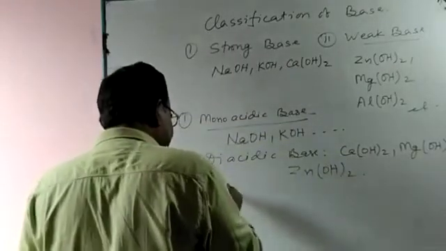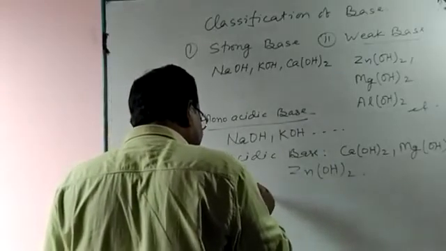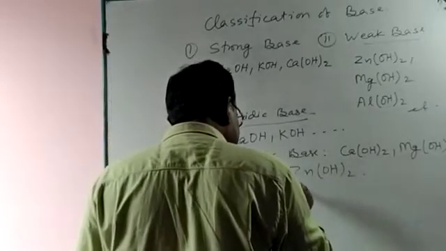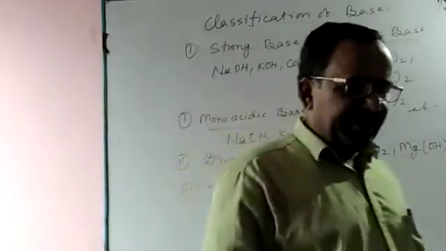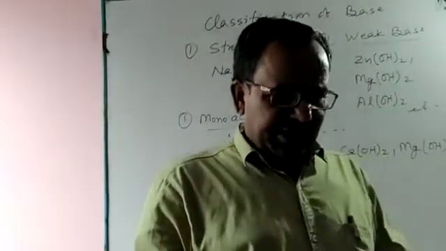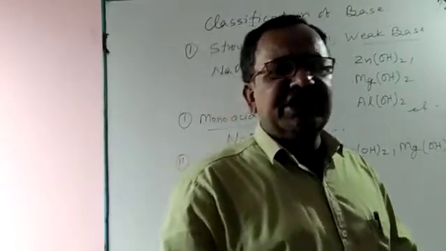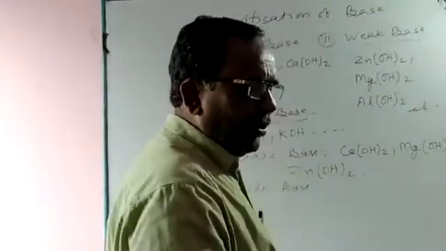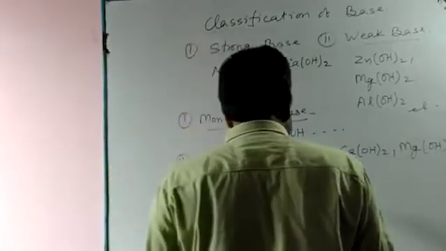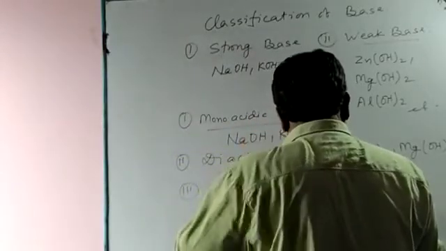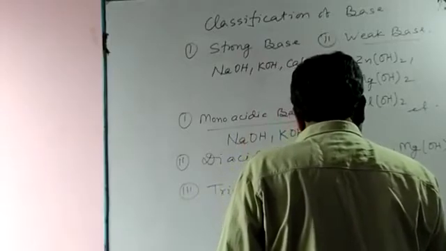Triacidic base. These bases have three displaceable hydroxide ions. Example, aluminium hydroxide.